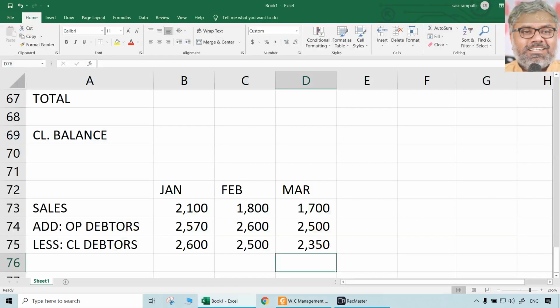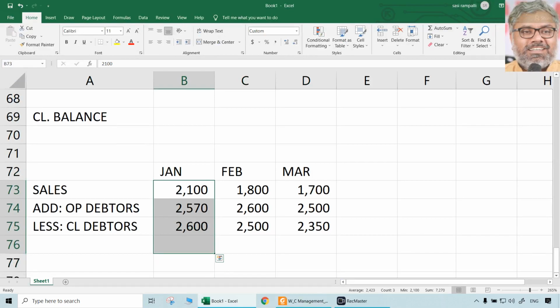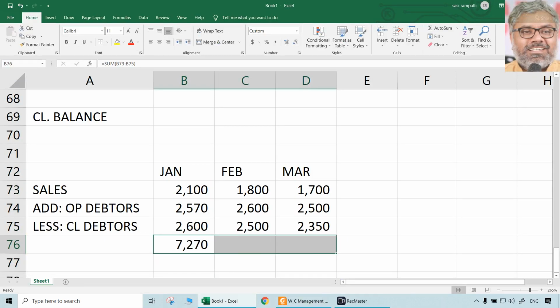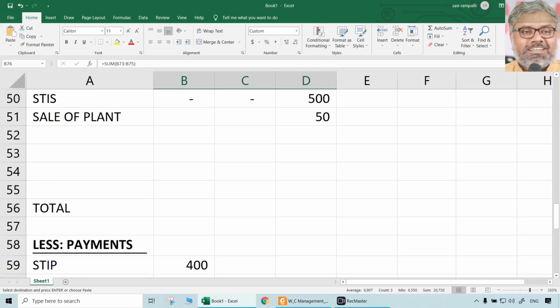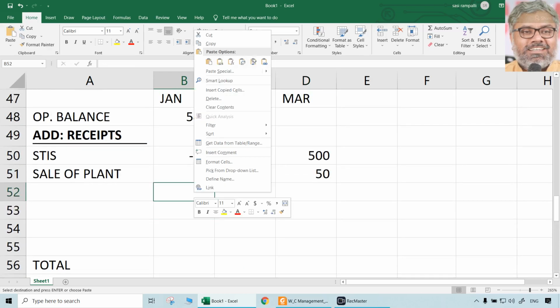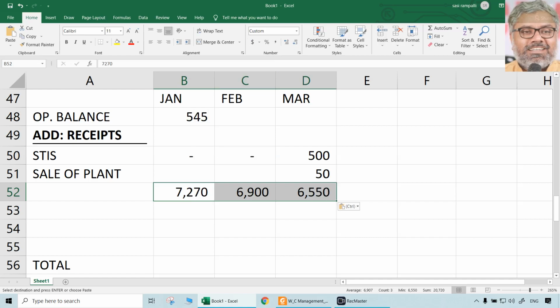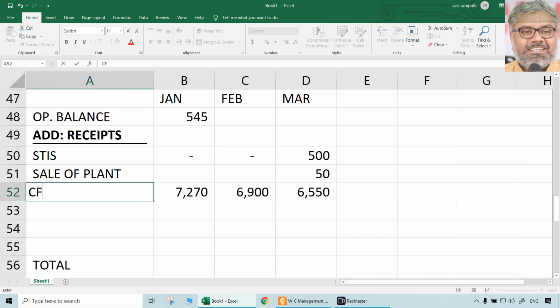That's all. We have now collection from debtors. So simple logical thing. How to get collection from debtors is sales plus opening debtors minus closing debtors. We have collection from debtors. What will this be? This will be an inflow naturally. So part of receipts, you can put it there. This is collection from debtors.